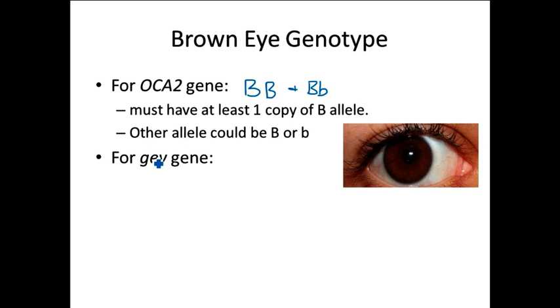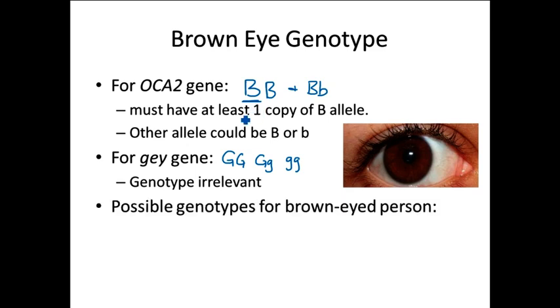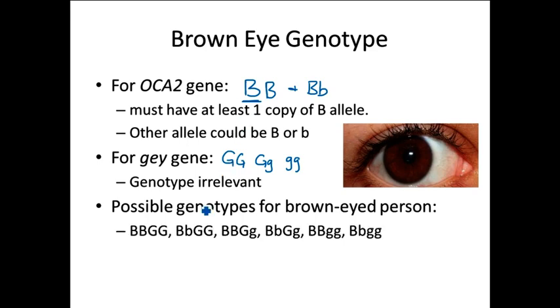But then you also have to consider the GEY gene. But actually, for brown eyes, this is completely irrelevant because remember, the big B is dominant over everybody else. So for the GEY gene, you could have big G, or you could even have little g, and it doesn't matter as long as you have one copy of the big B allele. And that's because big B is dominant over everybody else. So here are the possible genotypes for someone with brown eyes. Notice what these have in common is that each one of them has at least one big B. And this just lists every other combination of those other three alleles.